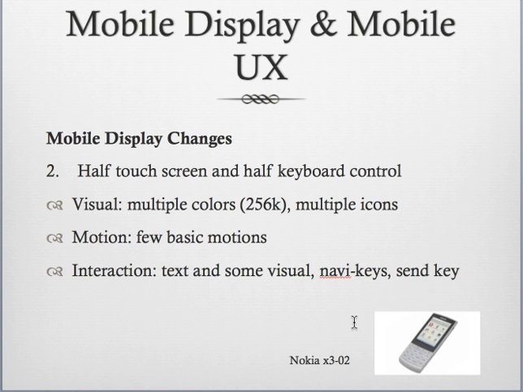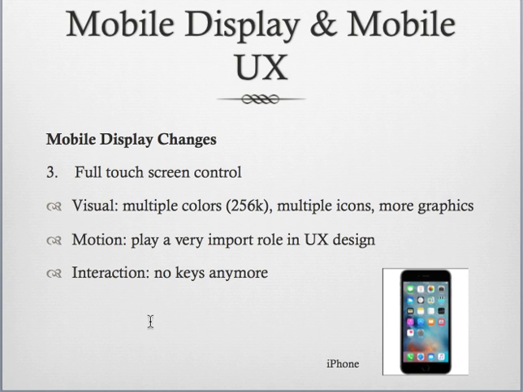And then finally we move to the full touchscreen control version, and you can see this iPhone. You can see multiple icons on the main menu screen, and it also has multiple colors and images, or more styles of graphics. And motions are very important for full-screen mobile phones. They play a very important role in UX design.